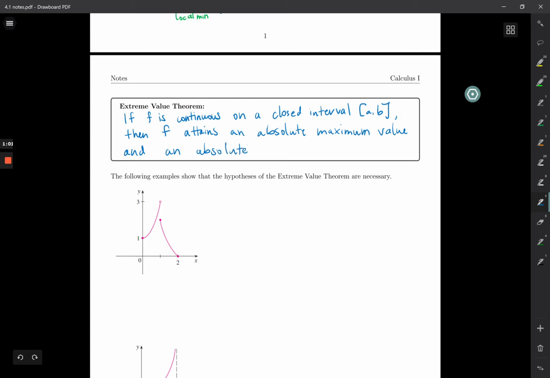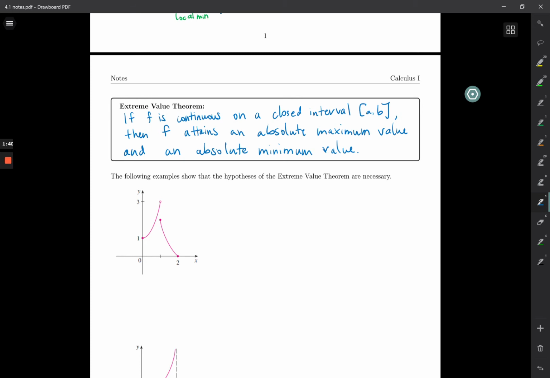So unlike in that example we just saw of 1 over x, I should finish writing before I start speaking. And an absolute minimum value, right? So this is the extreme value theorem. Unlike that example of 1 over x, a function like this will have an absolute max and an absolute min.